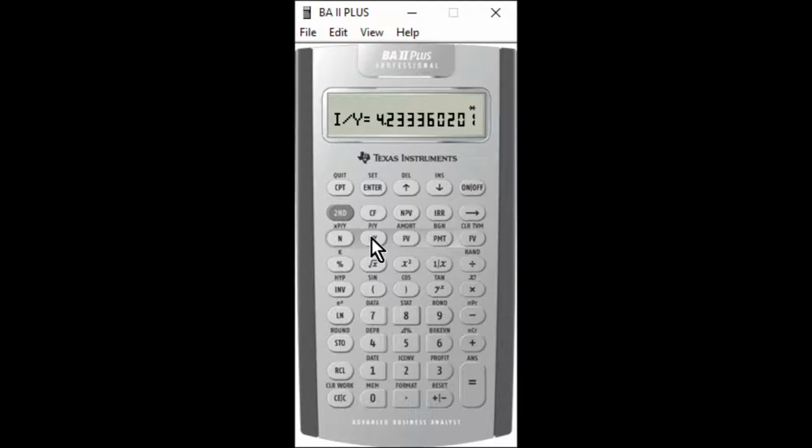So this comes up to be an interest rate of 4.23. This is higher than our original interest rate of 4% because we're paying the same amount of money, but we're actually getting less. In this particular problem, 4.23 would be our APR, or our annual percentage rate.